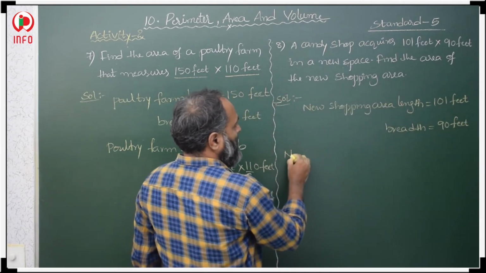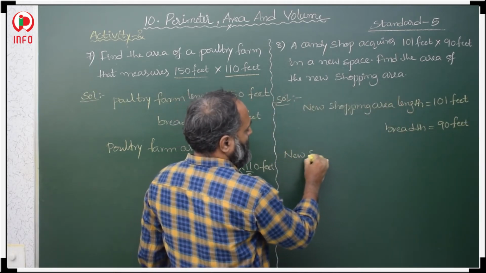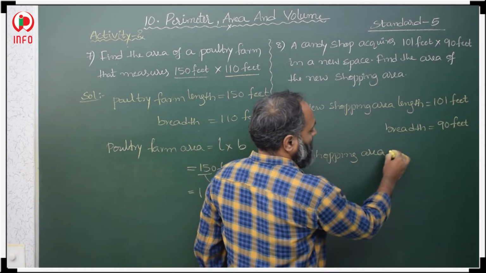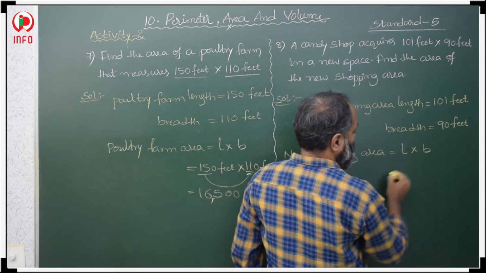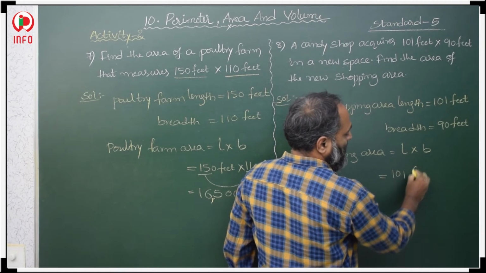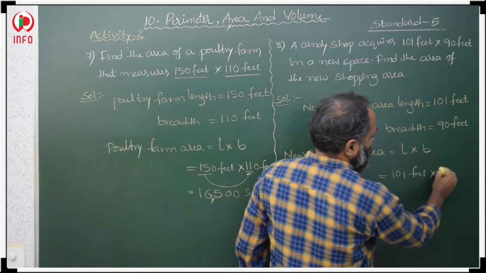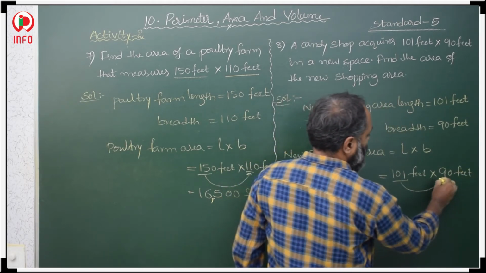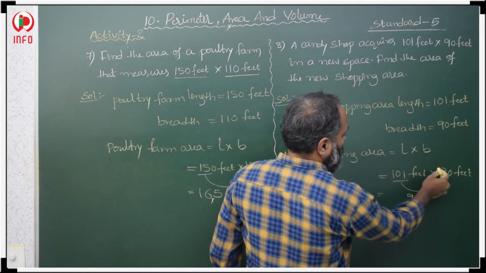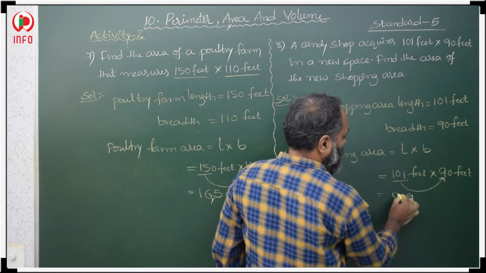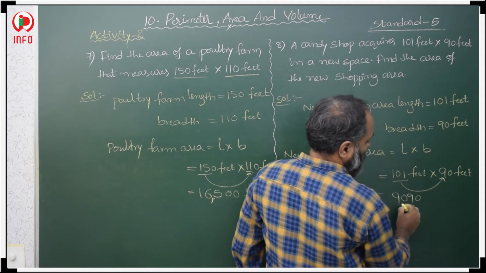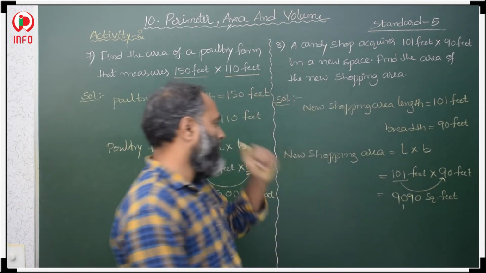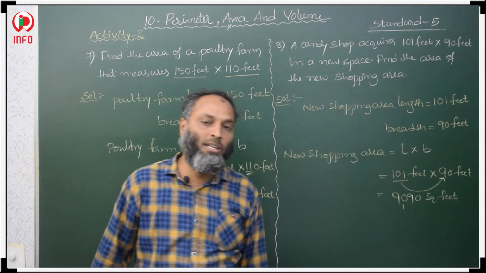Then new shopping area is equal to length into breadth. What is the length? 101 feet, and breadth is 90 feet. Now 101 we have to multiply with 9. 9 ones are 9, 9 zeros are 0, 9 ones are 9, and this 0. 9090 square feet. This is the new shopping area, that is 9090 square feet.